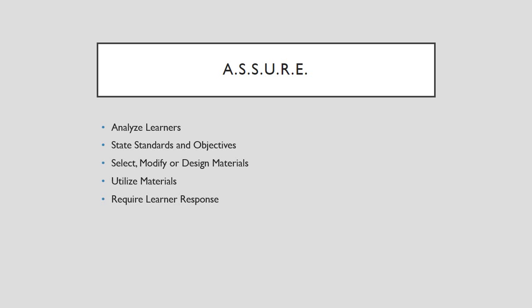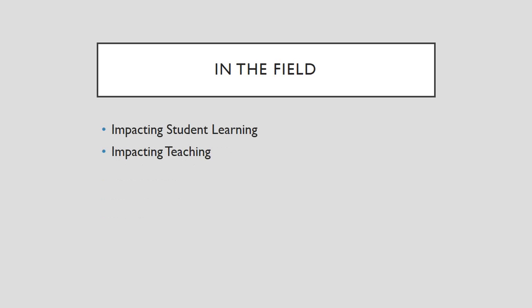And the fifth step is to require learner response. So find out what type of feedback you're getting after using these materials. And finally, evaluation. This very important step needs to take place throughout. However, at the end, evaluating helps you to determine if you met your objectives. In the field, this can impact student learning and teaching as well.